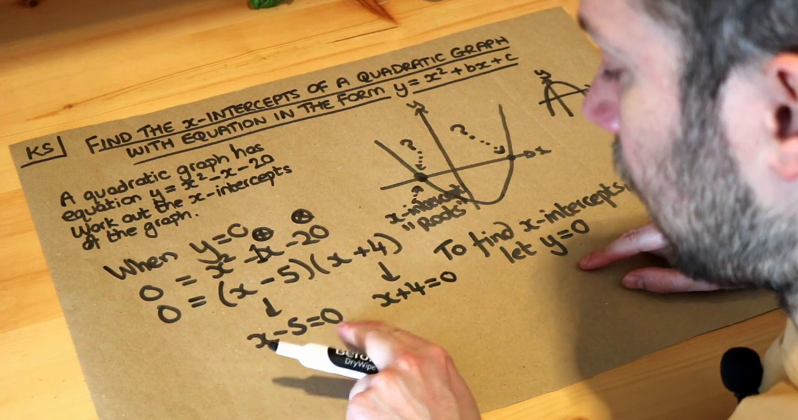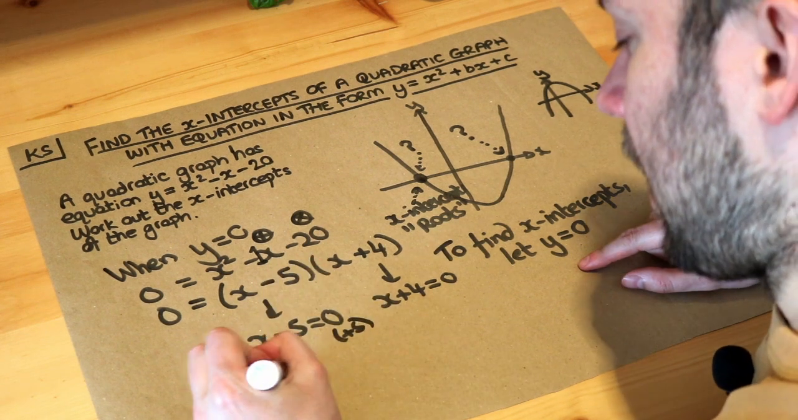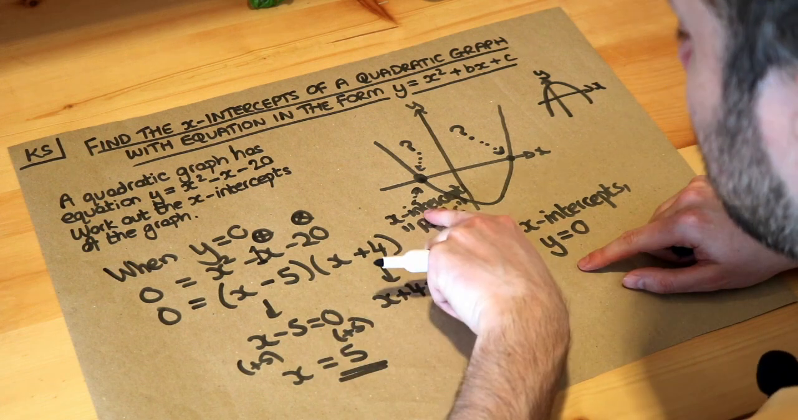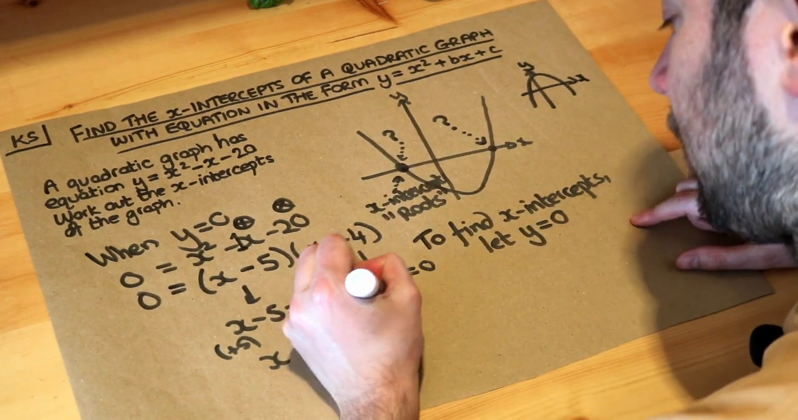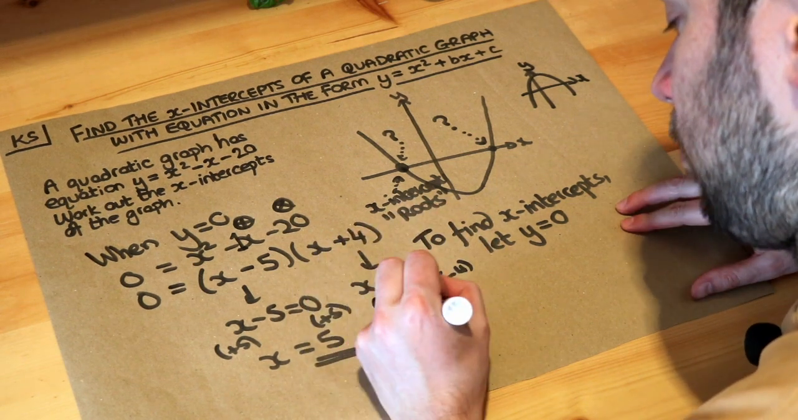Now, if we just add 5 to both sides of the equation there, we get x is equal to 5. So that's one root, one x-intercept of this quadratic graph. Or if we subtract 4 from both sides of this equation, we get x to be equal to minus 4.